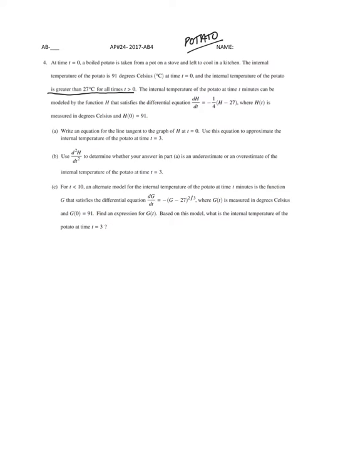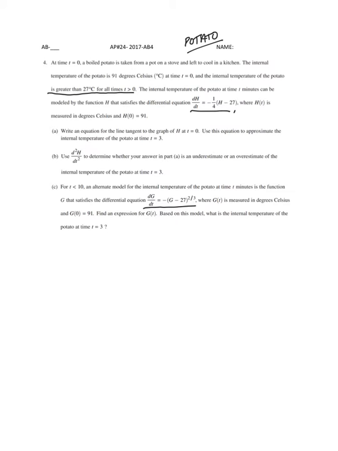The internal temperature of the potato at time t minutes can be modeled by this function h that satisfies this differential equation, where h of t is measured in degrees Celsius and h of 0 is 91. Now, what was misleading about this problem is that as soon as students saw that differential equation, they started to solve it. But it turns out we do not solve that differential equation. We solve another one later. So don't do anything until you read the question that says solve.